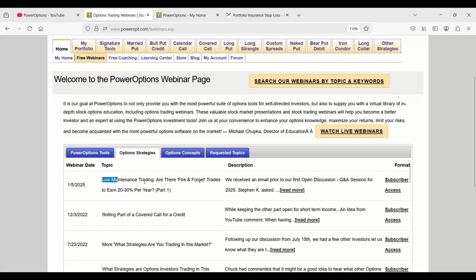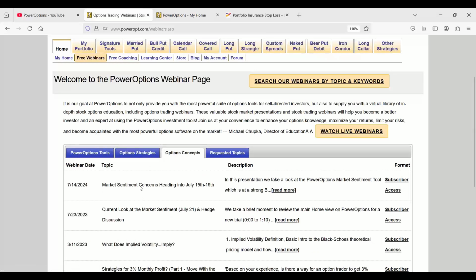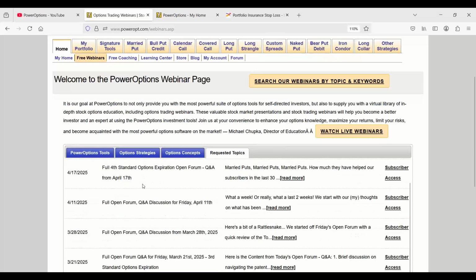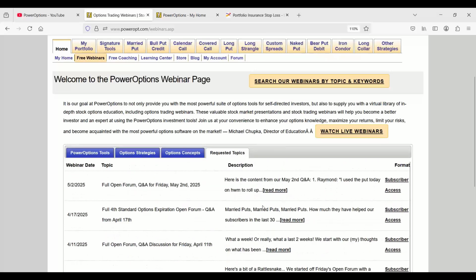Options strategies, low maintenance trading. Are there actually fire and forget trades? Options concepts, market sentiment tool, which we're going to take a look at in just a moment. And requested topics. This is where, of course, the top 5 are available for full subscribers to PowerOptions.